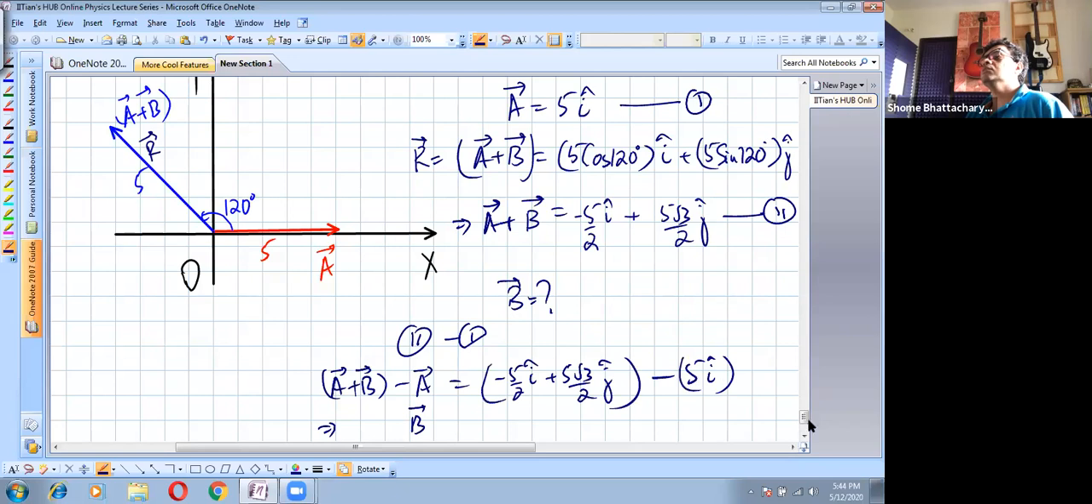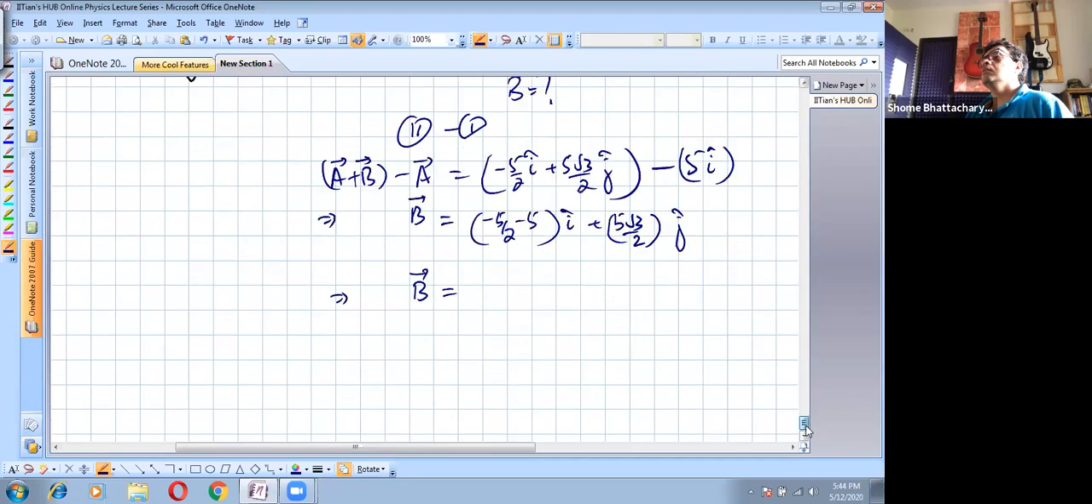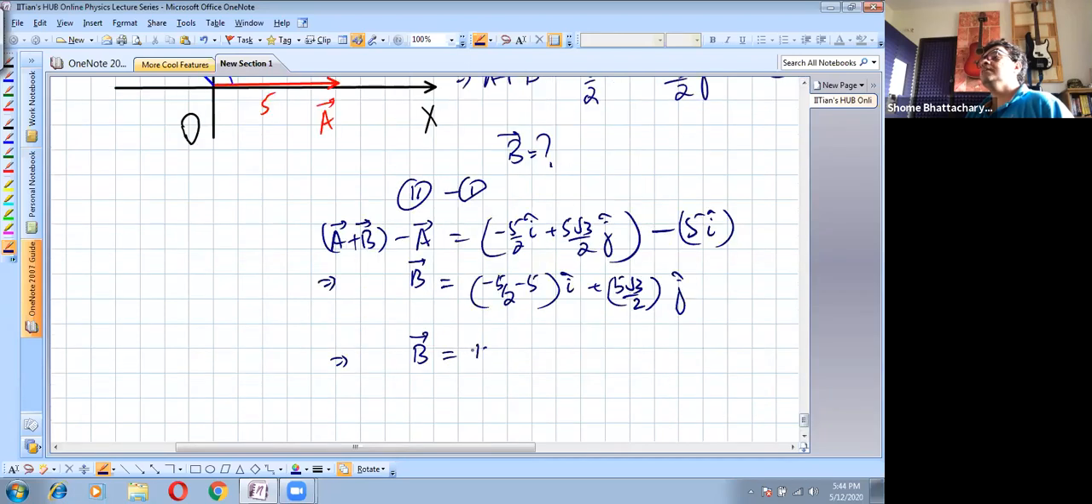Okay, so now just do the algebra correctly. So you will get this as minus 5 by 2 minus 5, and 5 root 3 by 2 minus 0, just 5 root 3 by 2 j cap. So what is my vector B? It is minus 15 by 2 i cap plus 5 root 3 by 2 j cap. This is my vector B.